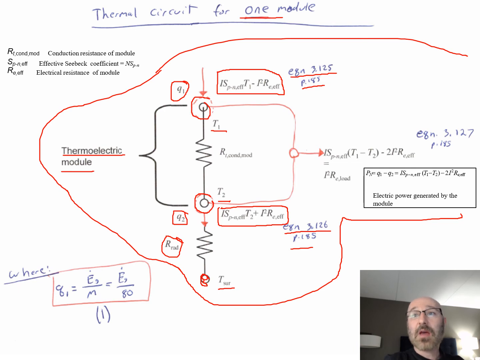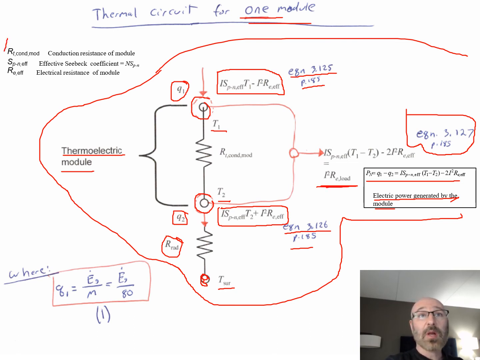Now, next, off to the right, we have our P sub n, the electric power generated by this module. Again, this is just for one module. So we have this relationship for our P sub n equation, which comes from equation 3.127 on page 185 of our textbook, and this is equal to this equivalent down there.